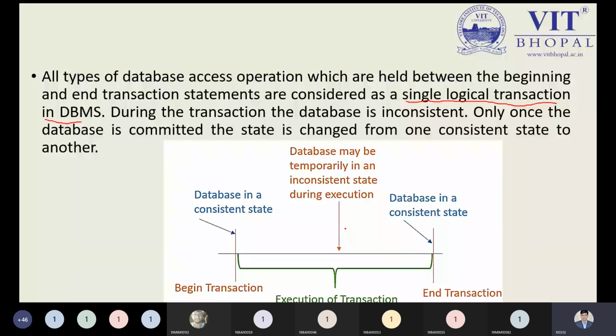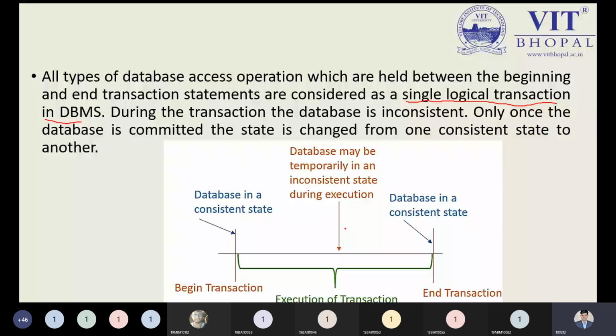So at that time the database will be in the inconsistent state. After transaction completion, the database information will be in a consistent state, and that will not be changed by anyone, and that is to be managed only by the user.